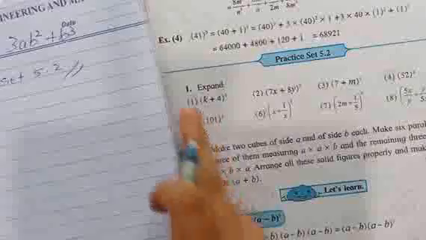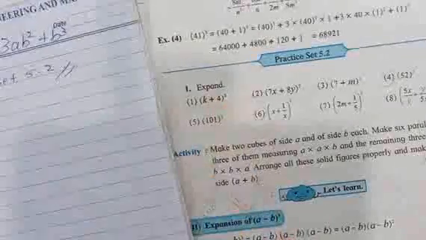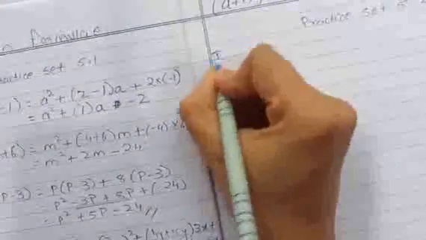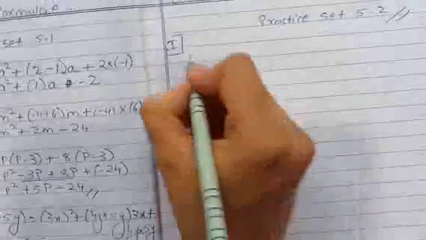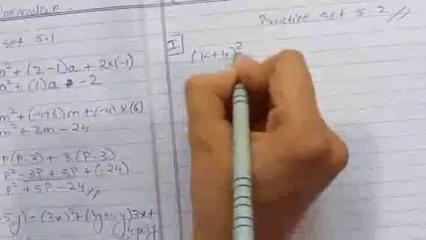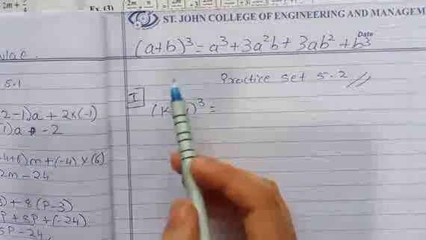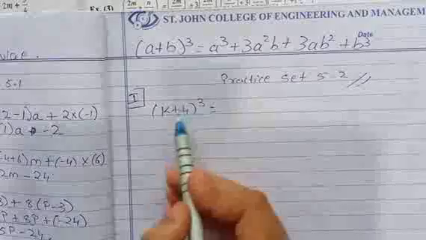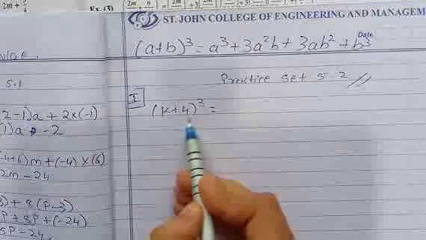So the first sum says to expand k plus 4 the whole cube. So how will we expand? There is a formula here. See, here is the formula, a plus b the whole cube. So consider k as a and 4 as b.